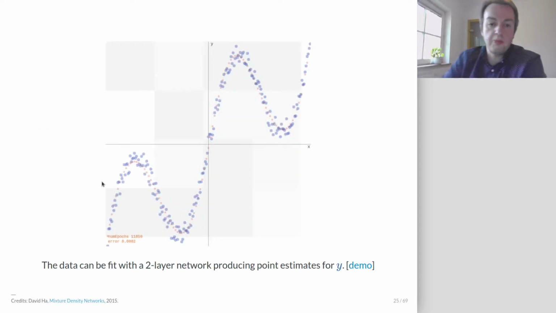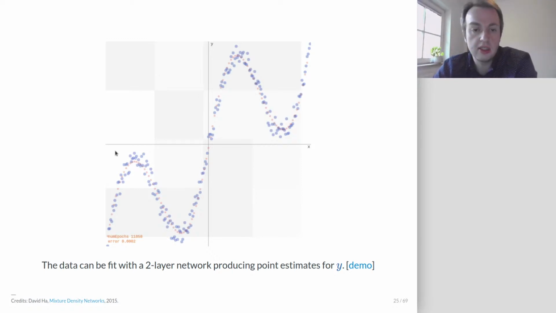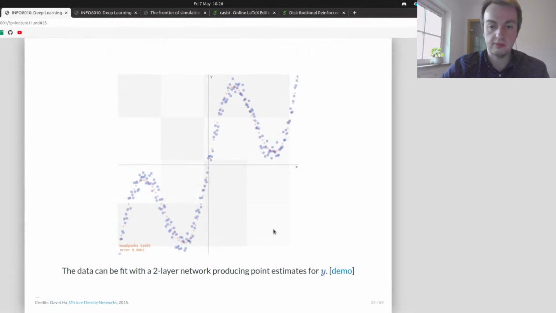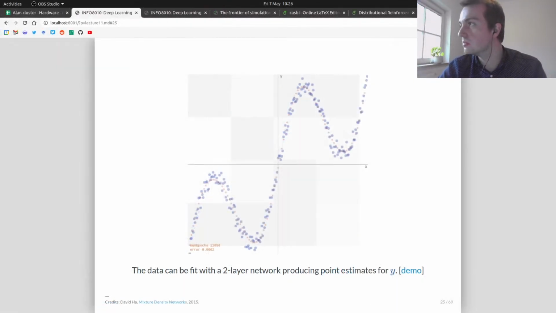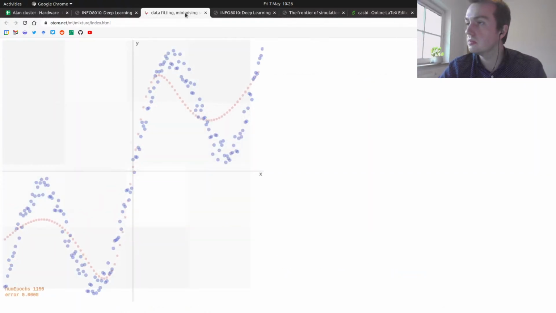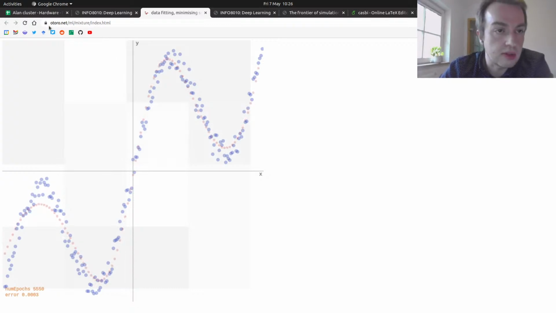Okay, and so if you generate pairs of x, y values and plot this data, then you would obtain the kind of points that you have in blue. And then if you fit a simple two-layer network that would produce just a point estimate for y by, for example, minimizing the squared error loss, then you would have the predictions that you see in red. So let's do that. It went very fast.